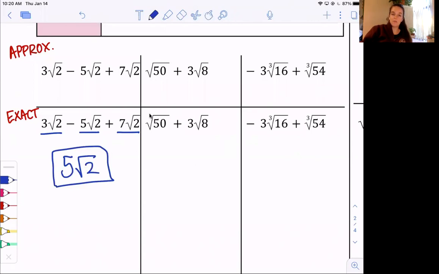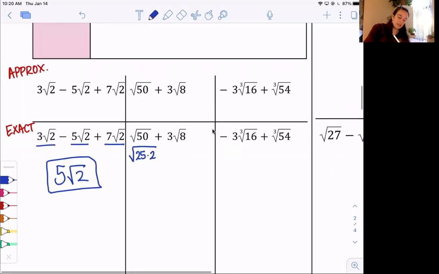Okay. For these here, I need to make them like radicals before I can jump into adding them together. So using my new method, I'm going to say, okay, 50, what's the square number that goes in there? Oh, 25 is the square number that goes in there. 25 times 2. That means that this is 5 radical 2.